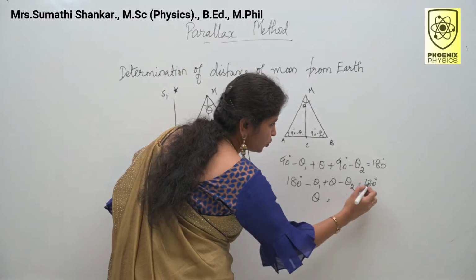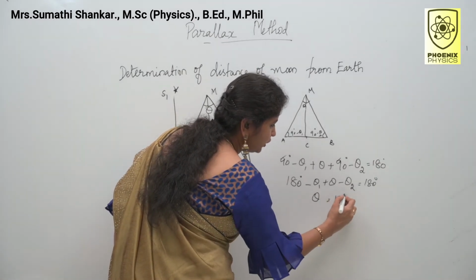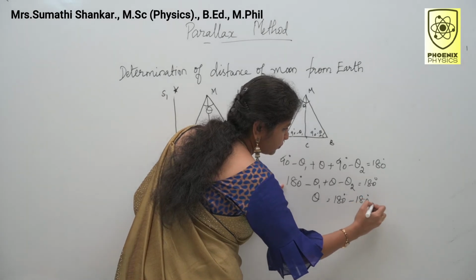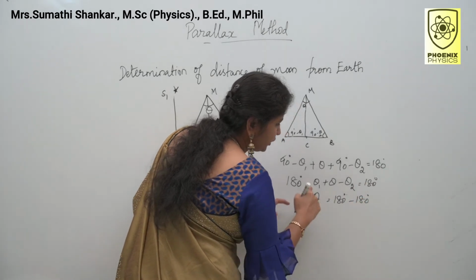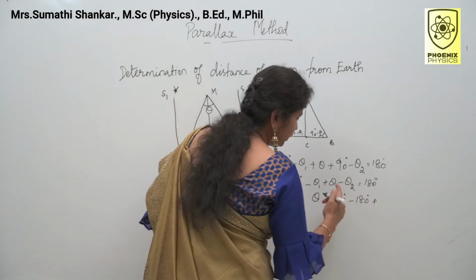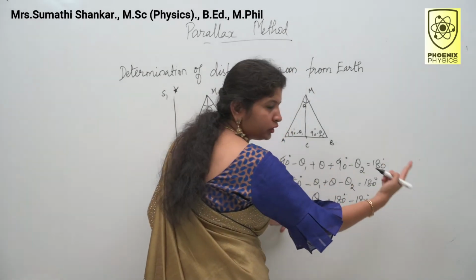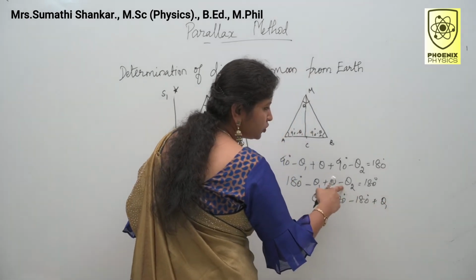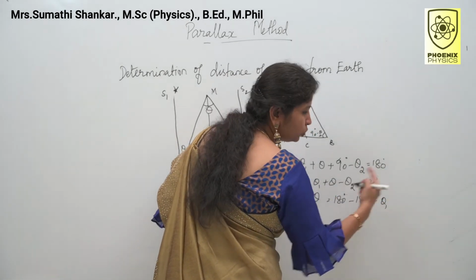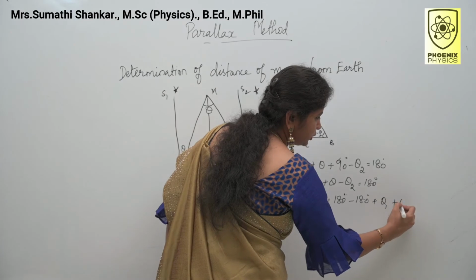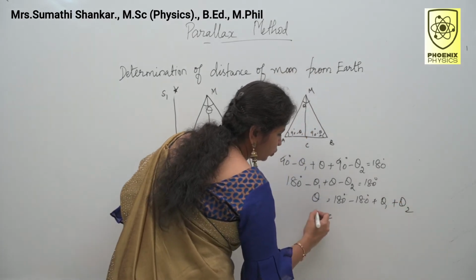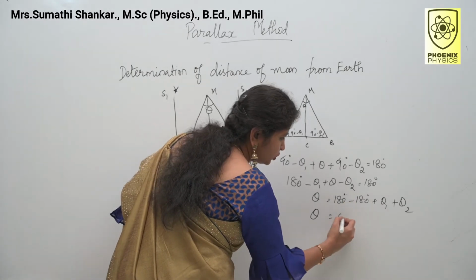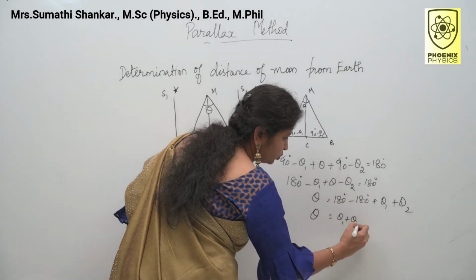So already I have 180 degrees. Here minus 180 degrees, then minus theta 1. If you bring this minus theta 1 to the right hand side, plus theta 1. If you bring this minus theta 2 to the right hand side, plus theta 2. So what is theta? 180 degrees minus 180 degrees is 0. So theta equals theta 1 plus theta 2.